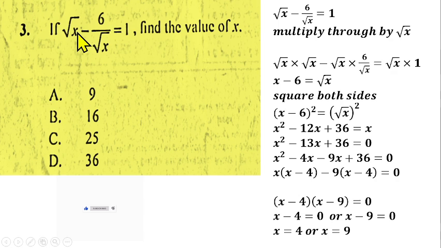Sorry, the square root of 9 is 3 rather. Then you have minus 6 over 3, which gives us 2. So 3 minus 2 gives us 1. So that means x equal to 9 is the correct answer, which is option A for question number 3.